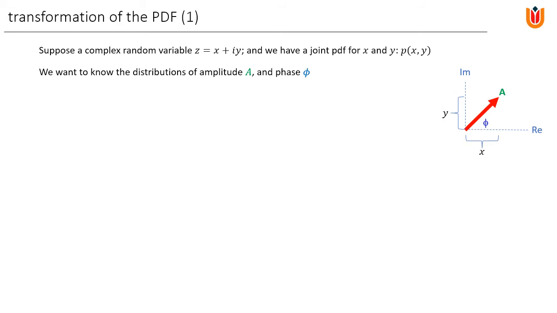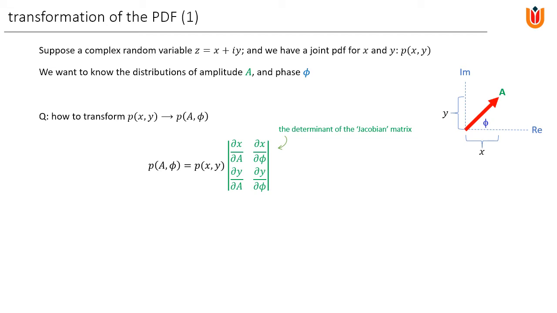Finally, let's look at the transformation of PDFs, and we'll do that by an example. Suppose we have a complex random variable, z is x plus i times y, and we know the joint probability density function for x and y, p of x, y. Now let's say that for this complex variable, we want to know the distribution of the amplitude and phase instead of x and y. As you know, you can represent a complex number as a vector in the complex plane. So it has x and y components corresponding to the real and imaginary part, but you can also express it as the length of the vector A and the angle phi with the real axis. So the question is how to transform the known probability density function p of x and y to a new one for amplitude and phase.